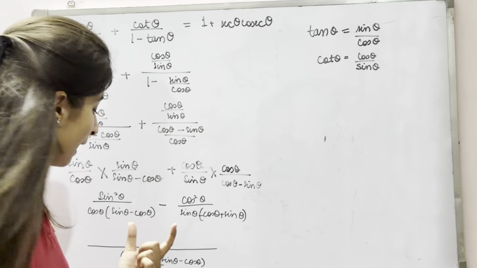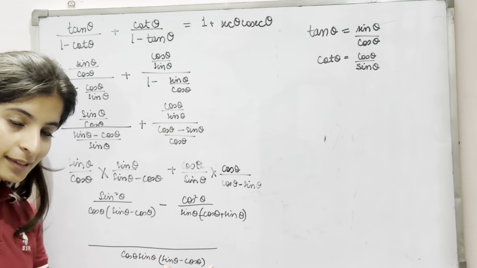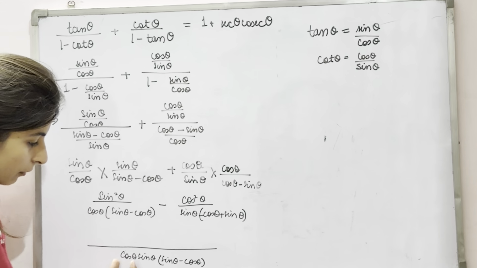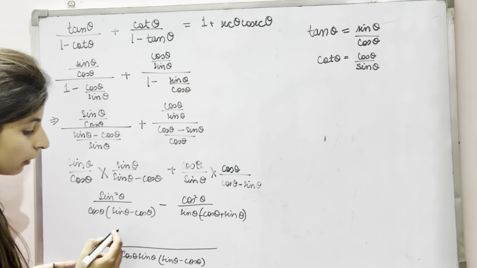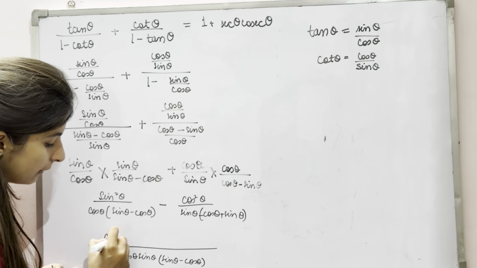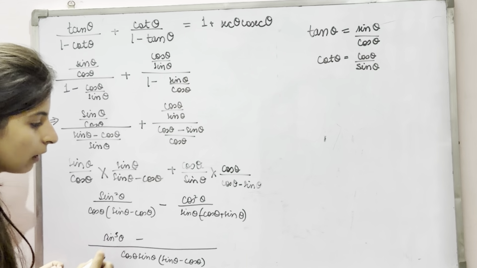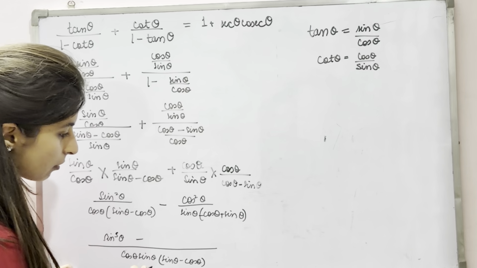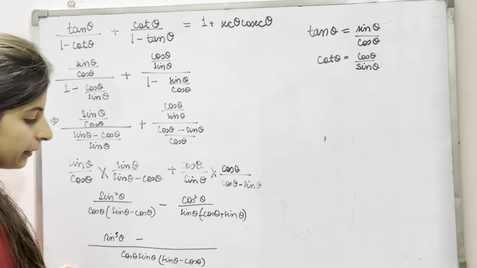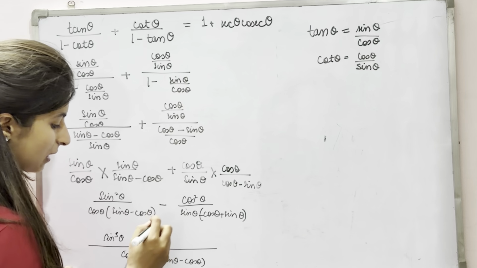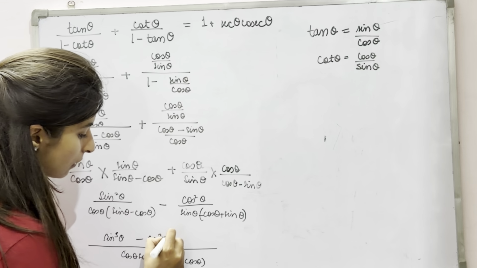In order to take the LCM, this bracket and this bracket are the same. So what I'll do is, cos theta is already there. I'll multiply the numerator with sine theta. This becomes sine cube theta minus. Sine theta is already there, this bracket is already there, so I'll multiply it with cos theta. This becomes cos cube theta.